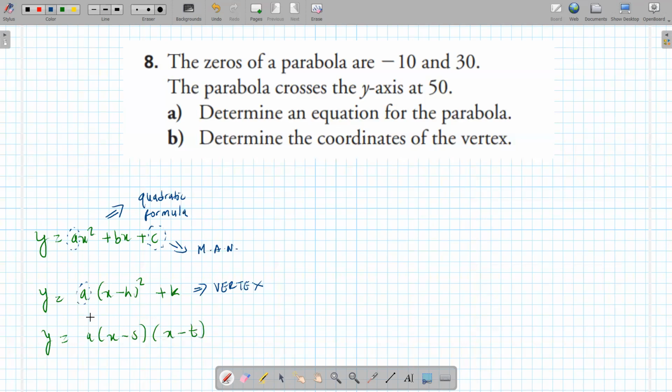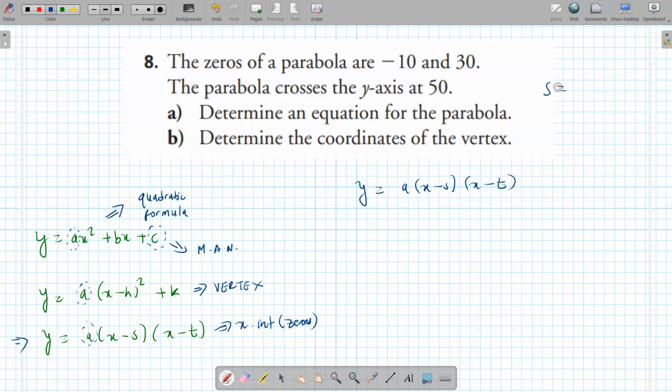This one is most useful when you have the x-intercepts, where s and t are the x-intercepts, okay? So if they've given us the zeros or the x-intercept, they mean the same thing. Zeros and x-intercept mean the same thing. You want to use the factored form of a quadratic. So all you got to do, look at this. We have a, x minus s, x minus t.